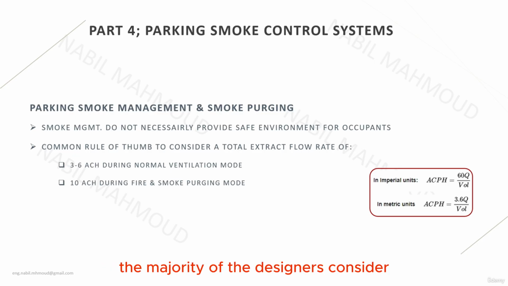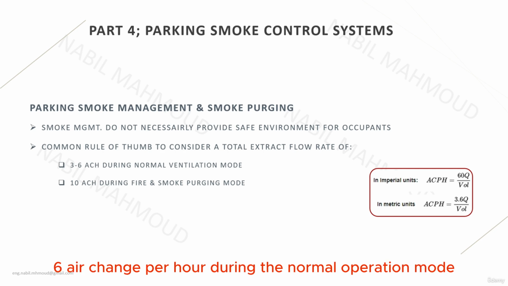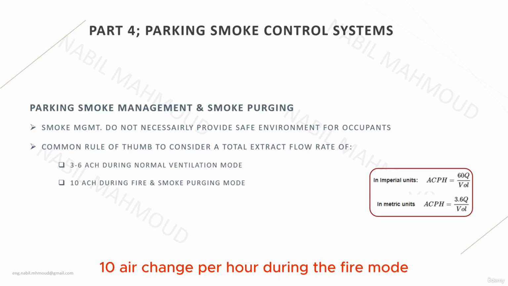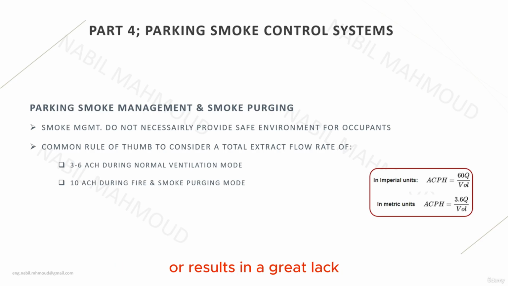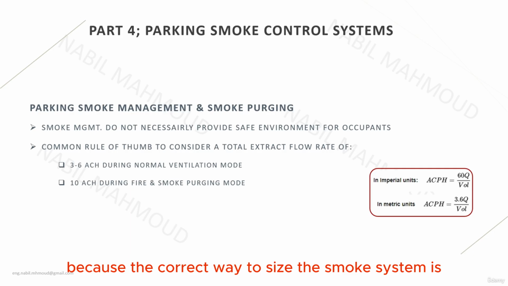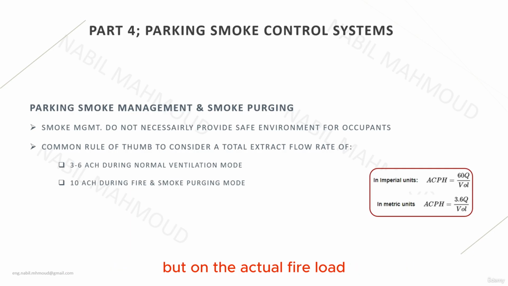The majority of designers consider 6 air changes per hour during the normal operation mode, while they consider 10 air changes per hour during the fire mode. But this is not the most accurate method, and it sometimes results in a great lack in the ability of the system to control the smoke spread. Because the correct way to size the smoke system is not on the air change per hour, but on the actual fire load related to the actual car fire that will happen inside this parking.